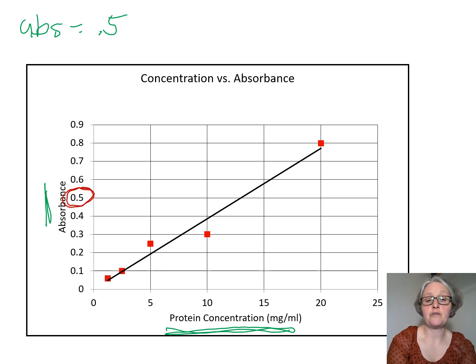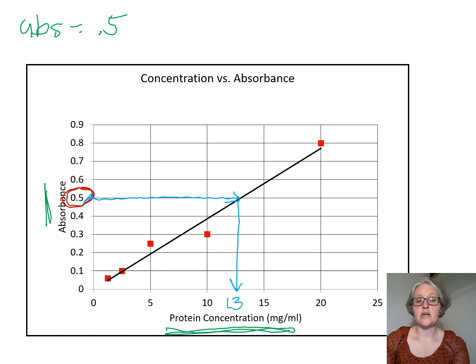Once we find 0.5 on the y-axis, we then draw a straight line over to our standard curve. Once it hits our standard curve, we then draw a line straight down. Where it crosses the standard curve tells us approximately how much protein is in our unknown. So if you had an unknown with an absorbance of 0.5, its protein concentration is about 13 mg per ml. This is an okay method to use, however, we're just eyeballing.